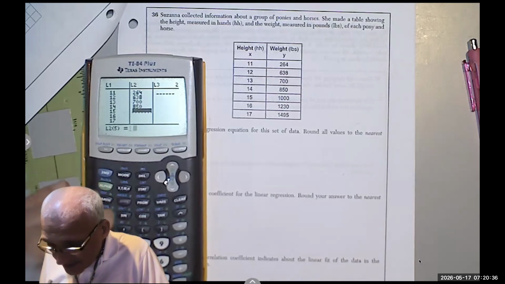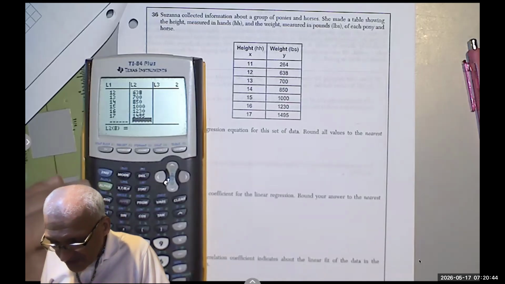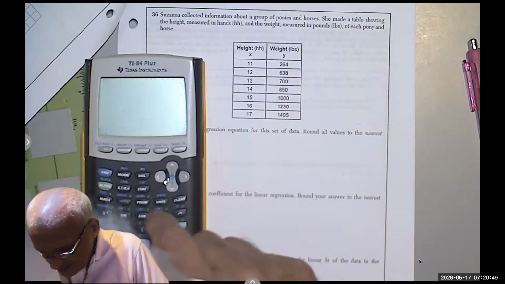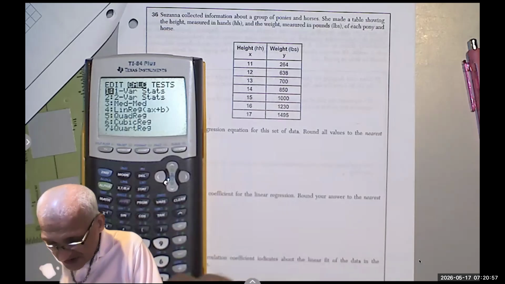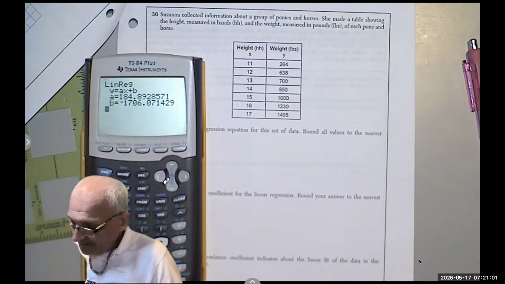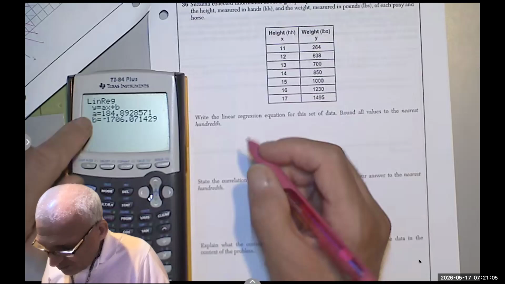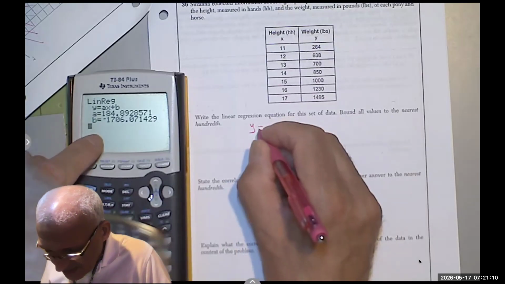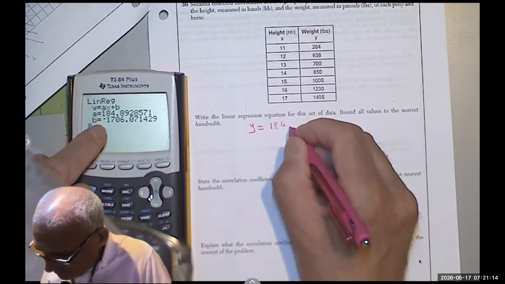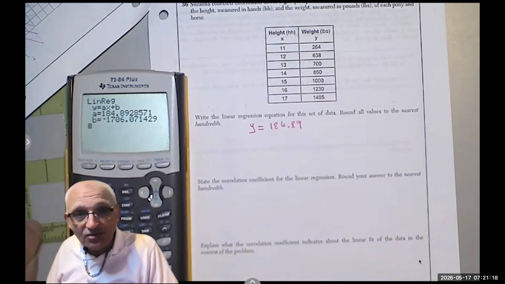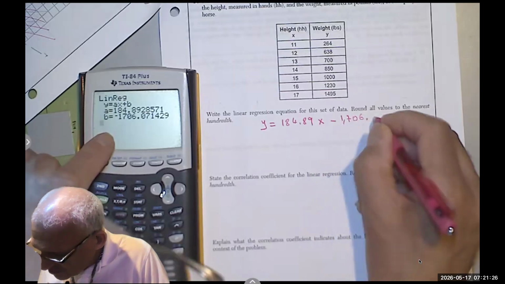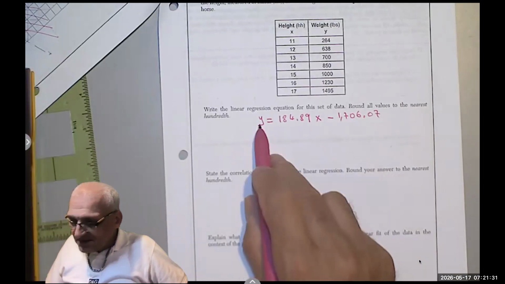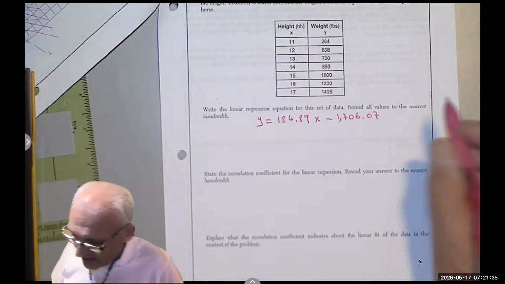700, 850, 1000, 1230, 1495. And I'm done. So I go back, select stat again, and go to calc and see linear regression ax plus b, which is 4. So I can enter 4 and it gives me the values right there. So I would say y equals 184.89, because they want it to the nearest hundredth, times x minus 1706.07. So that's the weight, that's the height, and that's how you estimate the weight from the height.